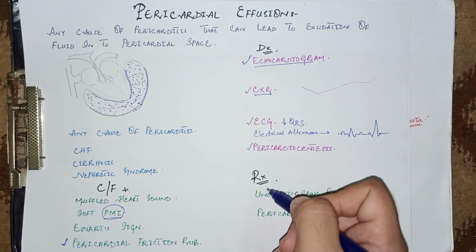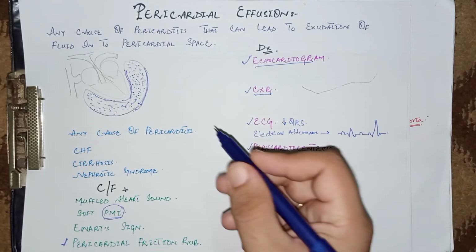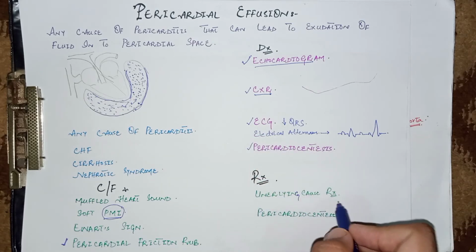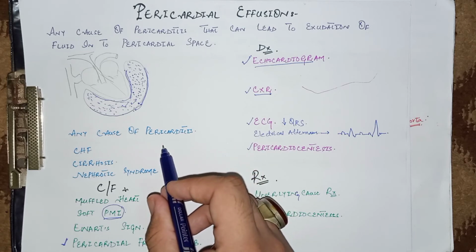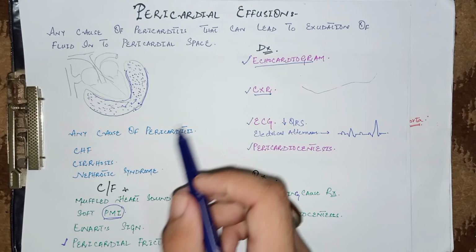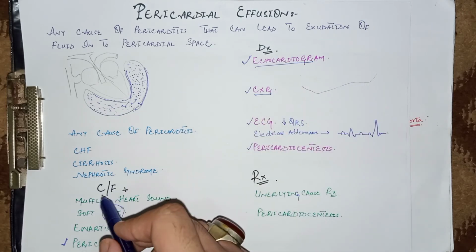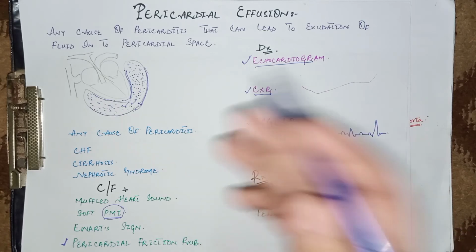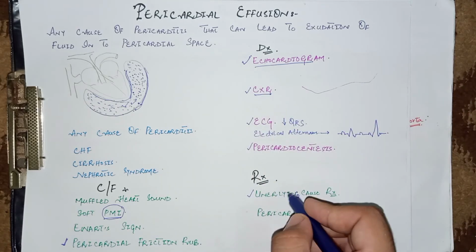And now come to last but not least, the management of this pericardial effusion. The management includes treating the underlying cause, like if pericarditis, treat the underlying infection in this case. Treating the cirrhosis can cause improvement in the pericardial effusion, and treatment of nephrotic syndrome can also improve pericardial effusion in these patients. So treatment of the underlying cause is important.